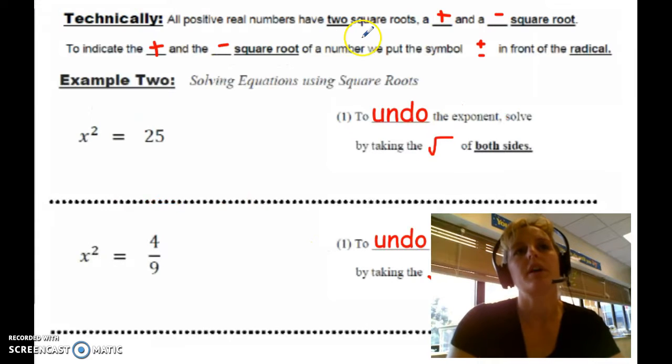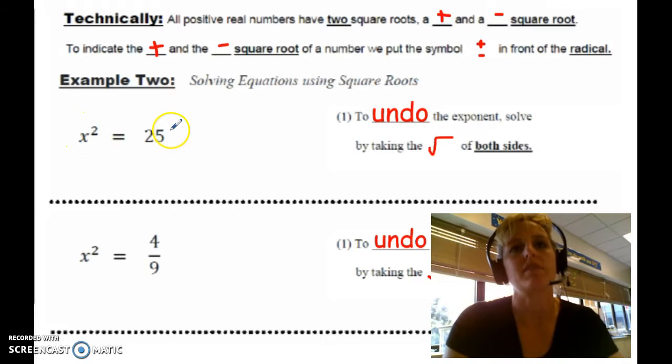Now, technically all positive numbers have two square roots, a positive and a negative square root. To indicate the positive and the negative square root, we stack the answers together like this. So let's say we have a problem like this that we're solving. We need to know what number squared equals 25.